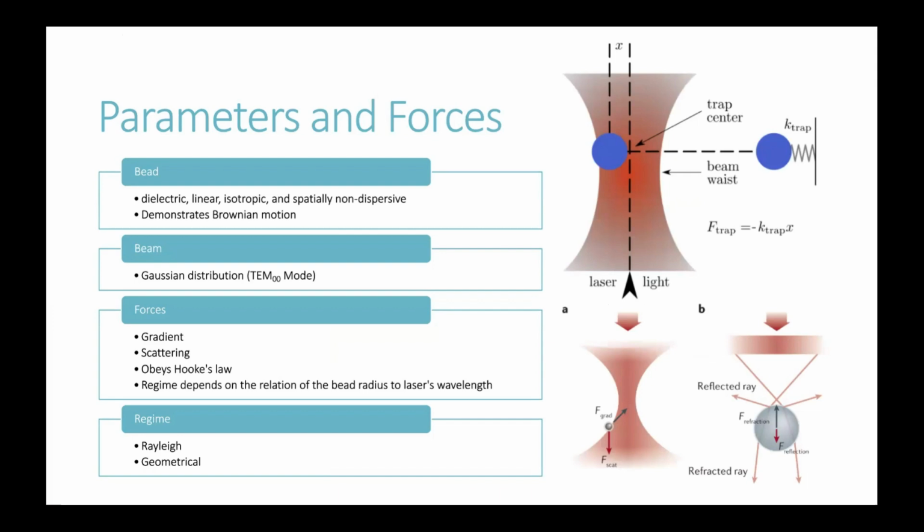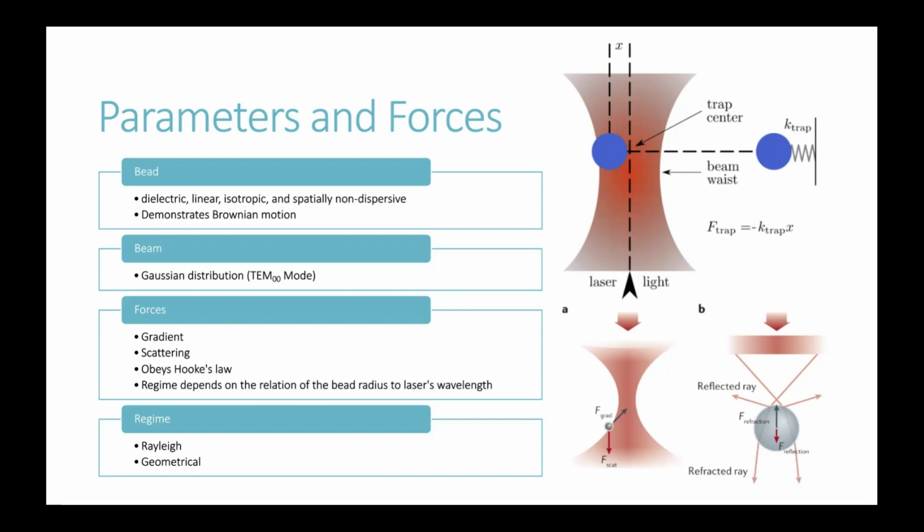We can define these forces into two components. The force that keeps the bead attracted to the beam waist is known as the gradient force, and the force that pushes it away from the beam is known as the scattering force.